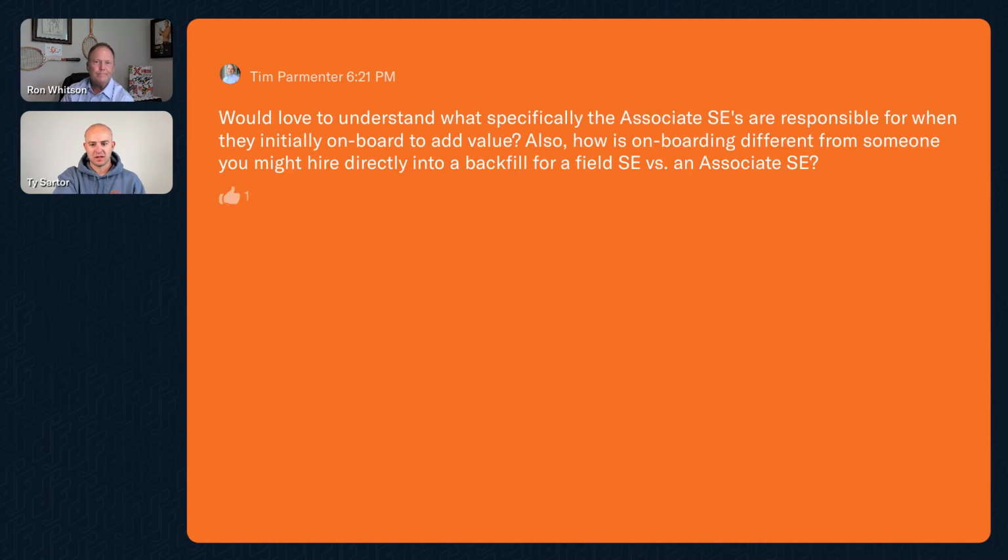Awesome. Tim has a couple questions here. We'll start with this one. Would love to understand what specifically the associate SEs are responsible for when they initially onboard to add value. Also, how is the onboarding different from someone you might hire directly into a backfill for a field SE versus an associate SE? Yeah, thanks, Tim.